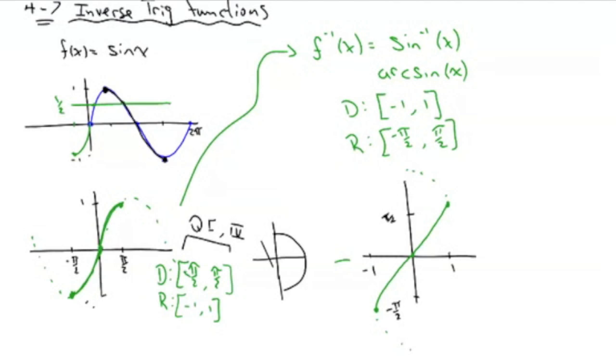But the graph isn't that important. What's really important is the domain and the range. This function only takes in numbers that are between negative 1 and 1. So if you try to do sine inverse of 2, what's going to happen? It won't work at all. It has to be between negative 1 and 1. It won't even go to 1.1. You can't even plug in 1.1.